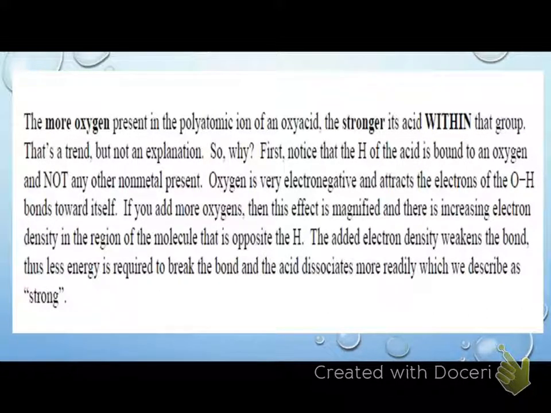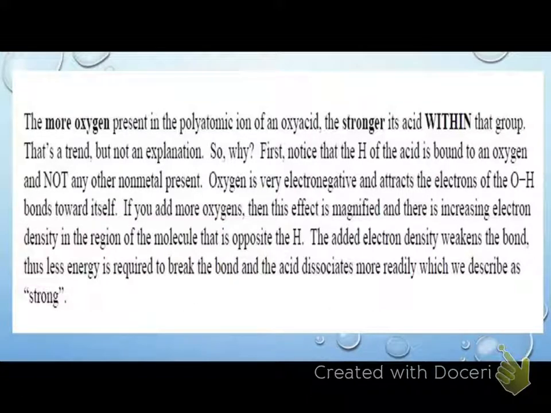When you're talking about within a group, let's say the chlorates, the more oxygen present in the polyatomic of the oxyacid, the stronger it is within that group. Okay, that's a trend, but not an explanation. Remember, we don't explain things with trends. That's just to kind of help you know it. You have to explain it with words.